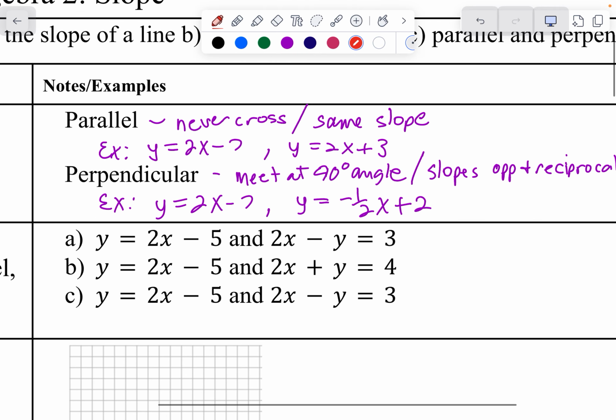Okay. In this first example, we're checking to see are the lines parallel, perpendicular, or neither. Okay. So in the first example, the first one there, so we're checking are they parallel, perpendicular, or neither. In the first line, we know for sure that the slope is 2. So I'm going to say the first slope, and we can designate that with a little sub 1, m sub 1 is 2.